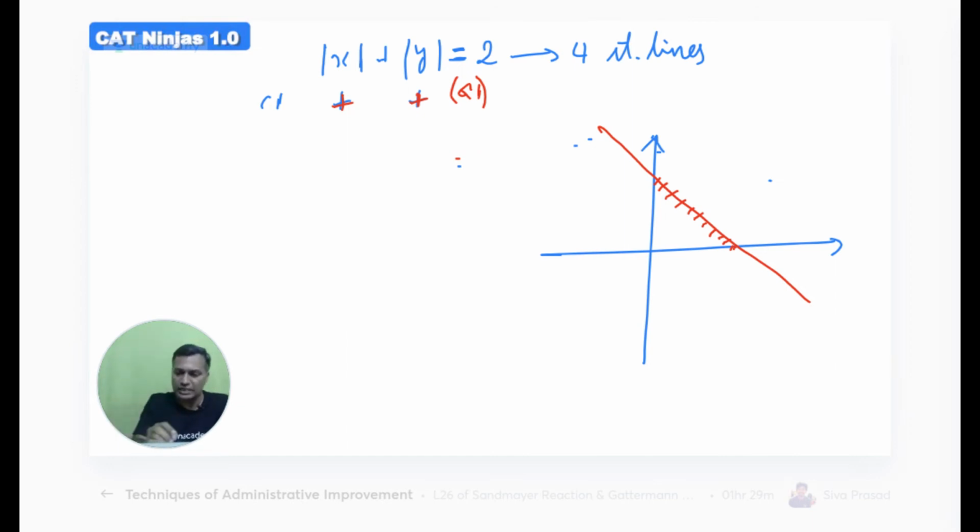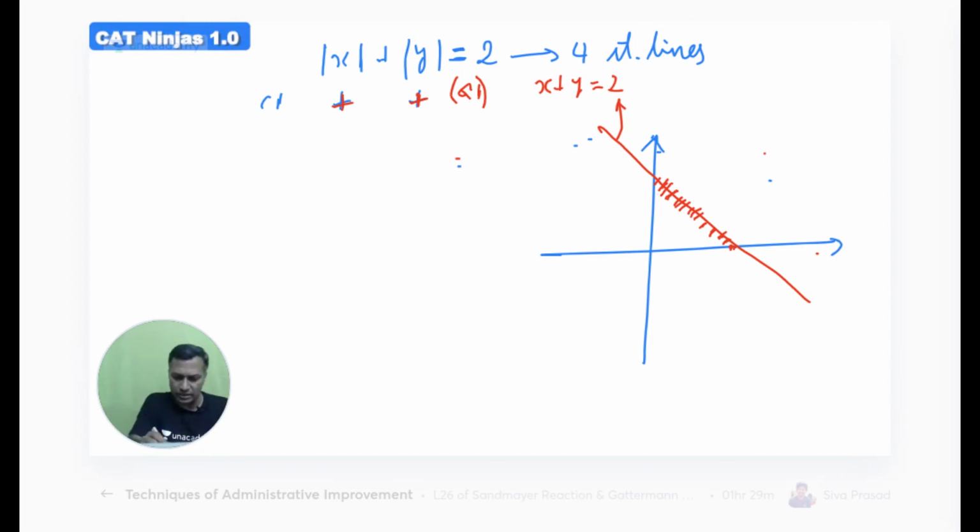X and y are positive means what? x plus y is equal to 2. If you were to write the equation of the line, you will write x plus y is equal to 2. This is the straight line. But where will x and y be positive? Only in the first quadrant. Therefore, you shortlist only this portion of the line and discard the rest of the line. That is the meaning of this.